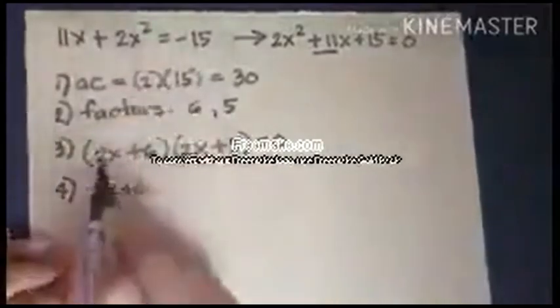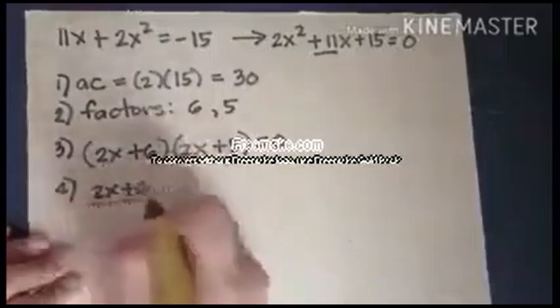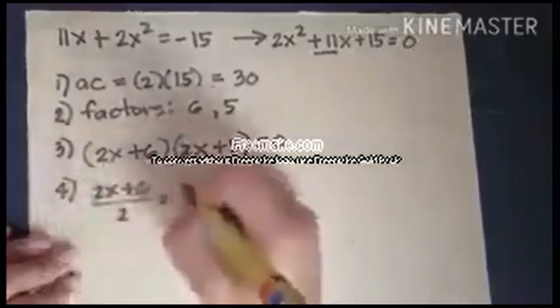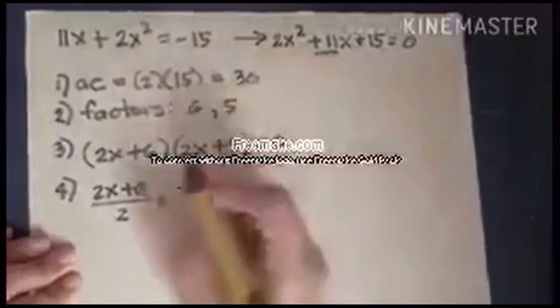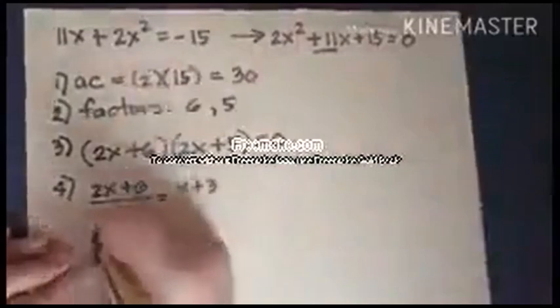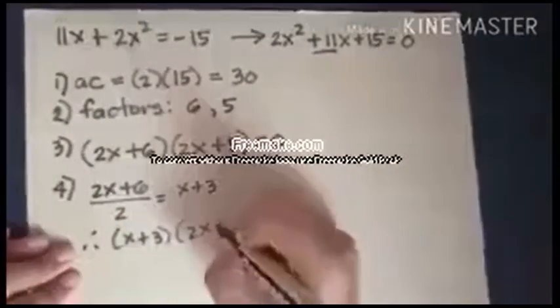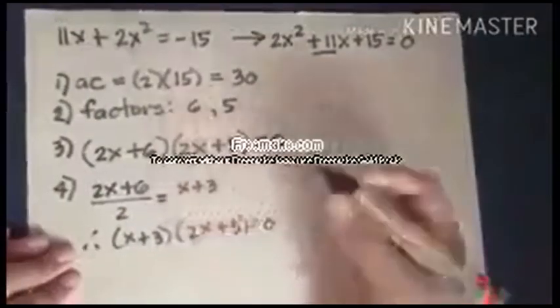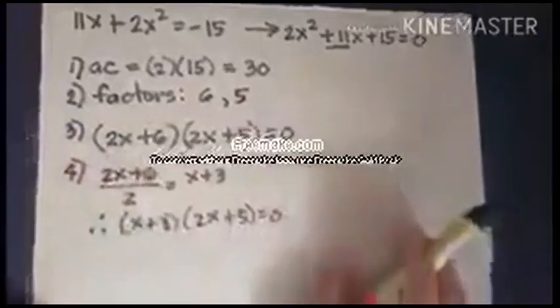So, 2x plus 6. What is the GCF of 2x plus 6? We have 2. So, divide both yan by 2. So, therefore, we have x plus 3. This is our first binomial. Sa second binomial natin, meron ba? Wala. So, therefore, sa step 4, we have x plus 3 times 2x plus 5. Isi-simplify lang natin yung sa step 4, isi-simplify lang natin yung na-obtained natin or na-form nating binomial sa step 3.